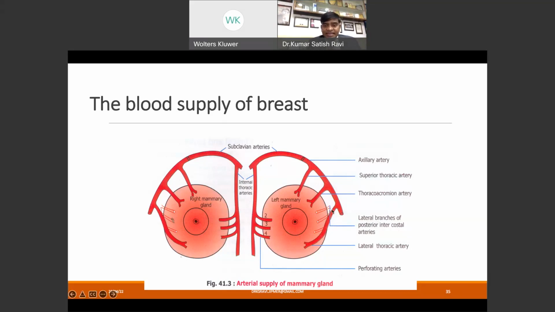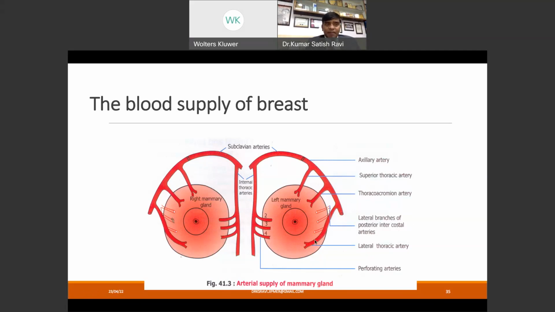You can appreciate this is the lateral thoracic artery. Apart from that, we have the thoracoacromial artery, which gives the pectoral branch. So the pectoral branch of the thoracoacromial artery will also supply the breast. And apart from that, the superior thoracic artery will be supplying. If you see over here, this is the superior thoracic artery, which is a branch from the first part of the axillary artery. We have the thoracoacromial artery, which is a branch from the second part of the axillary artery. And again, we have one more branch from the second part of the axillary artery, that is the lateral thoracic artery. So these are the various branches of the subclavian artery and the axillary artery, which will be supplying the breast.